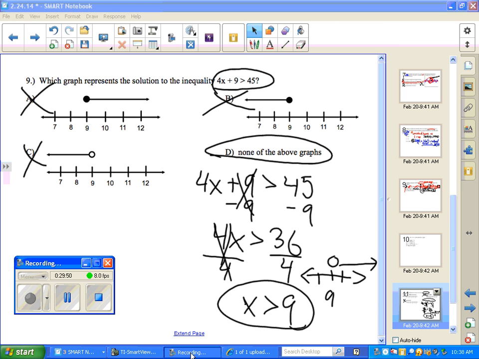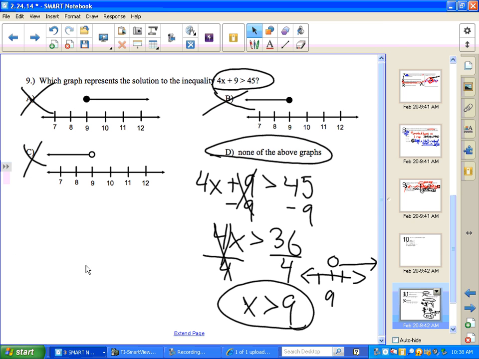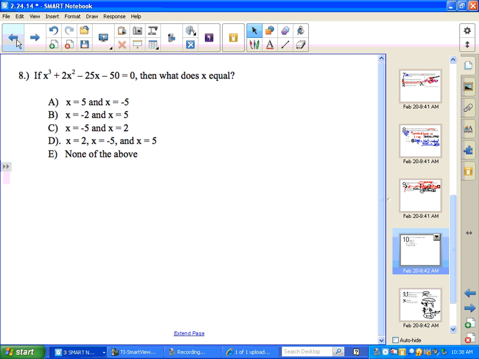Okay, I'm going to go back to, I think I'm going to do one more. Let's go to number 8. I'm going to go back to that. Let's see how long this one takes us. Okay, number 8, this is also a solve for x problem. If x cubed plus 2x squared minus 25x minus 50 equals 0, then what does x equal? I want you to at least put the original problem in your notebook. And again, hopefully you're taking whatever notes you need to, whatever notes will help you.